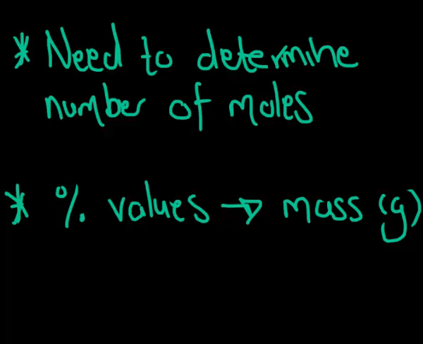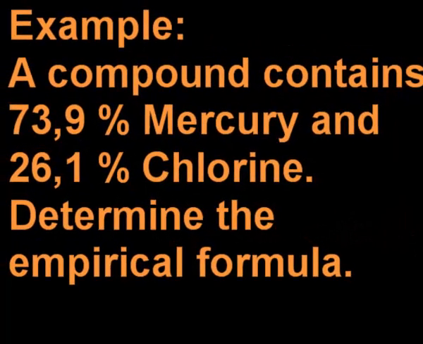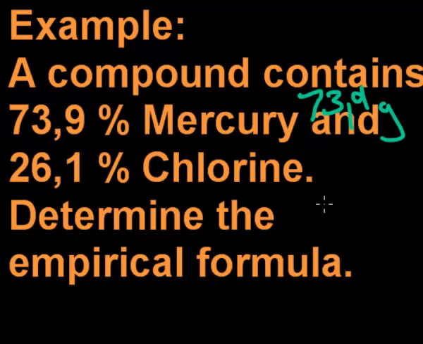Let's go and look at a specific example. The example starts off by telling us a compound contains 73.9% mercury and 26.1% chlorine. Determine the empirical formula from this. We said we will be given in most cases percentage values, which we're just going to convert to mass, measured in grams. So this becomes 73.9 grams as well as 26.1 grams.